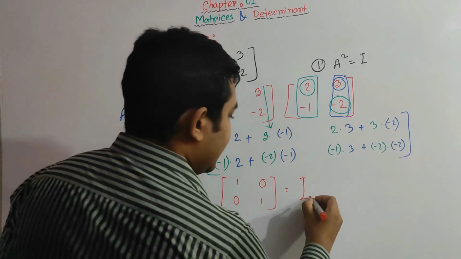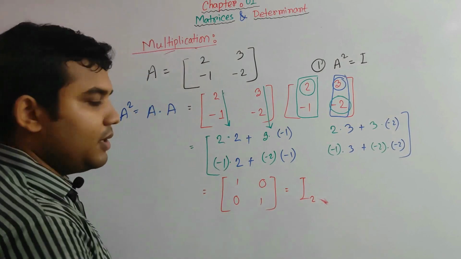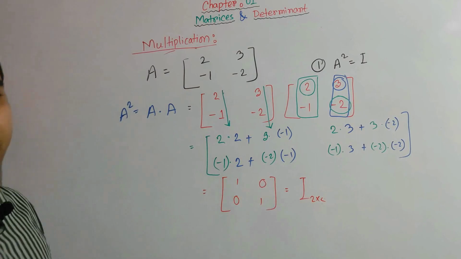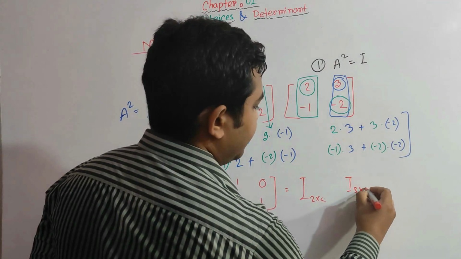You may write it here I 2 by 2, or you may write it I 2, because what does it actually mean? I 2 by 2 means a 2 by 2 square matrix, and I 2 by 2 means this. And what about I 3 by 3?